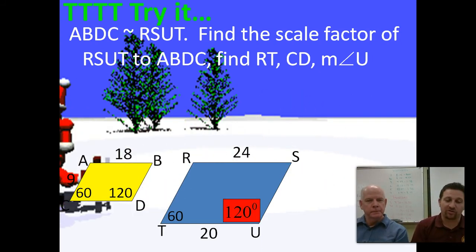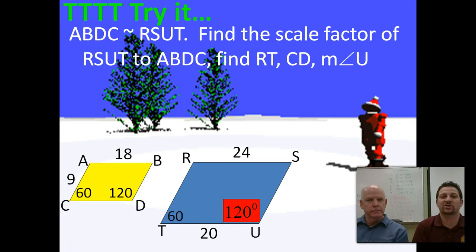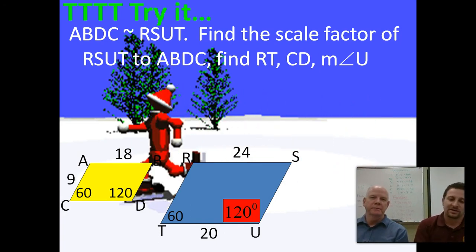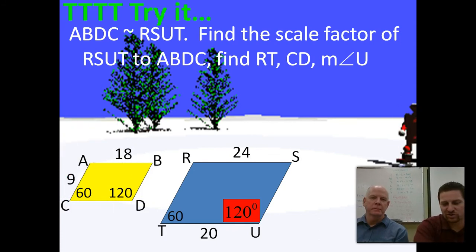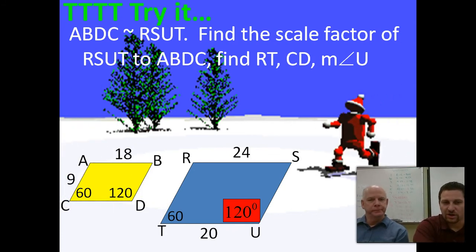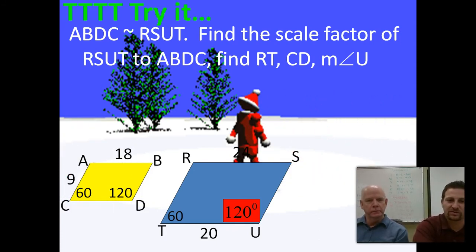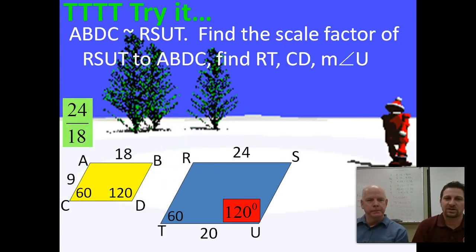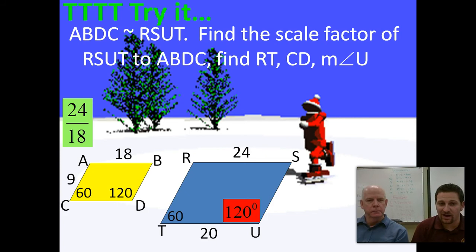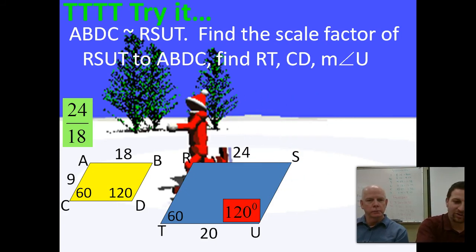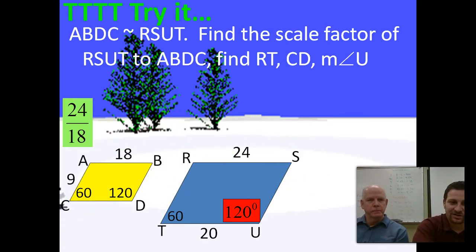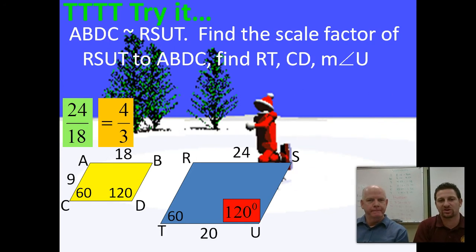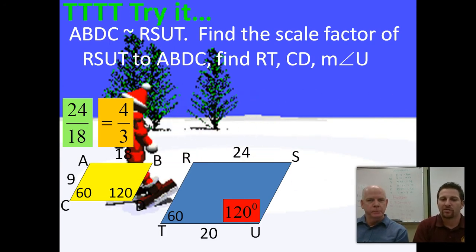Now let's find RT and CD. We already got the measure of angle U. The first thing we want to do is make some ratios. We can make the ratio of 24 to 18, because that's what's given to us right now, and that is AB to RS. If we reduce that down, 6 goes into both, and that gets us down to 4/3. So there's our scale factor. At the smallest increments, it's a ratio of 4:3.